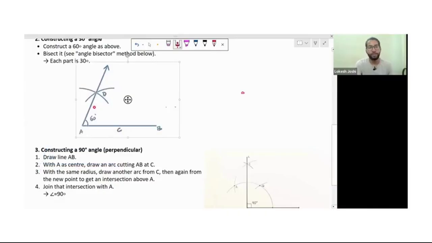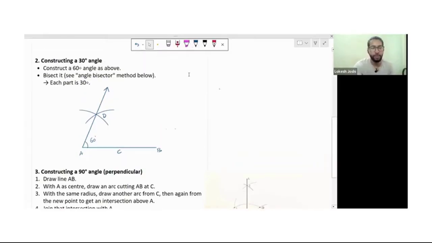So we have to construct a 60 degree angle as before. Okay, so it's done there. You can draw it again using the compass. Now bisect it. See the angle bisector method. So you have to bisect it using the angle bisector method. How can we draw its angle bisector? The arc which we made there, let me draw another arc.